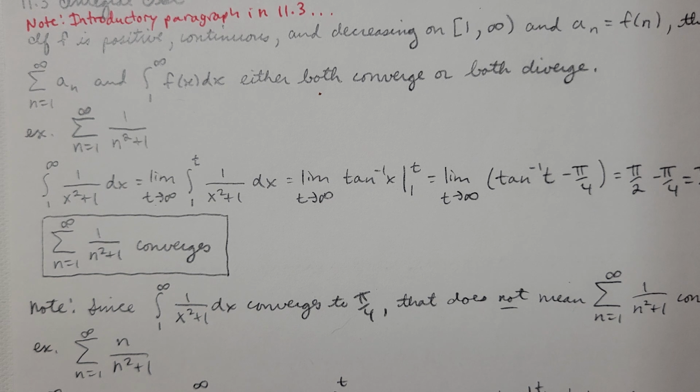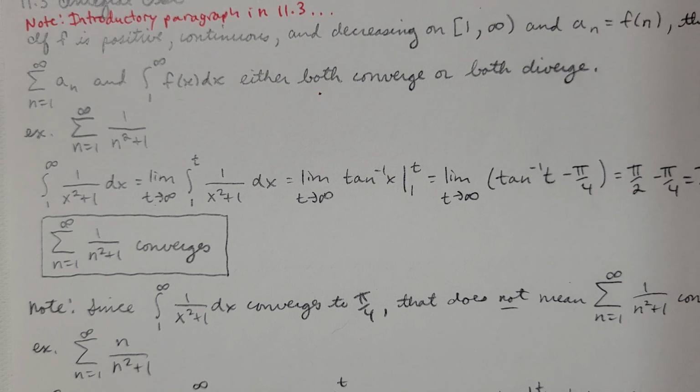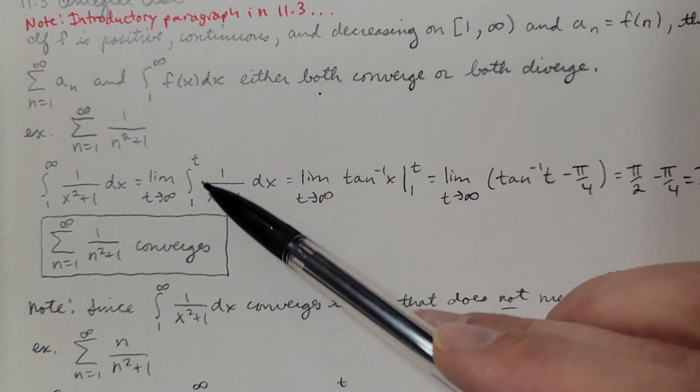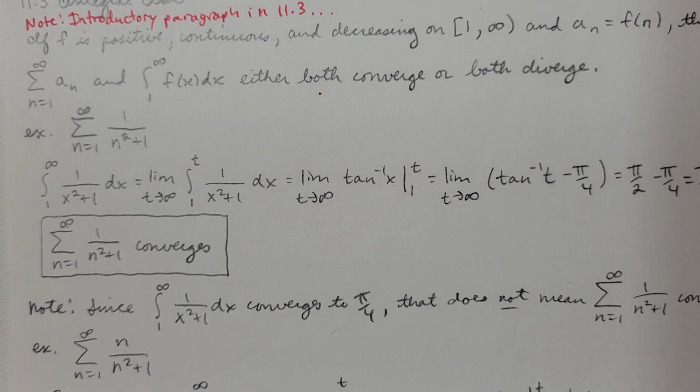So let's see, we've got the integral going from 1 to infinity of the function 1 divided by x squared plus 1 dx. Well, that's an improper integral, so I have to use the limit definition. Make sure that you always use the limit definition whenever you have an improper integral. So we have the limit as t approaches infinity of the integral going from 1 to t of 1 over x squared plus 1 dx.